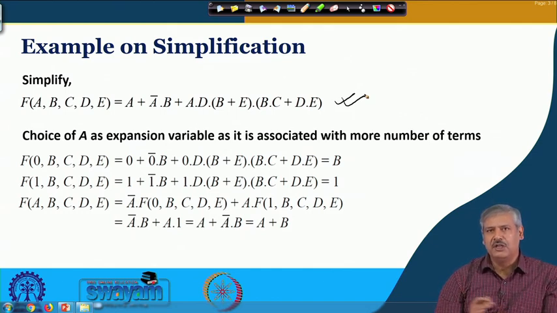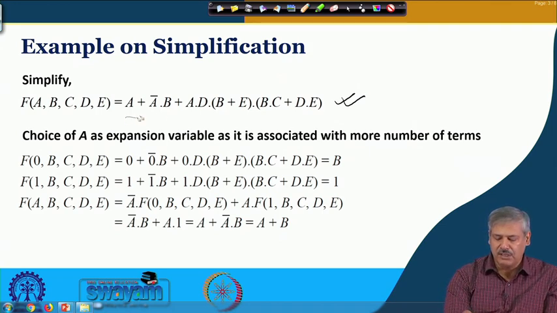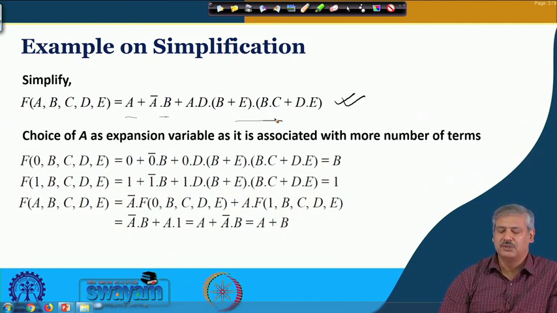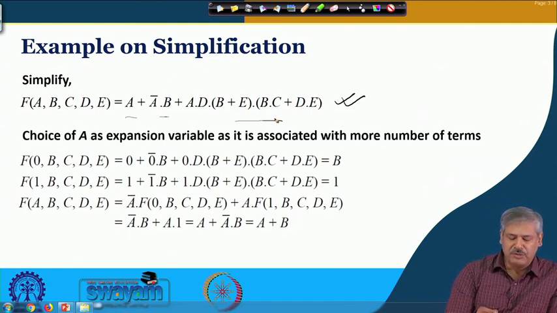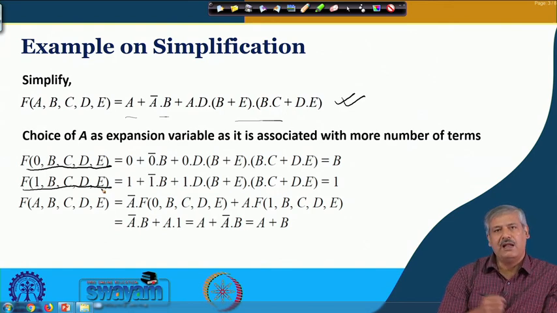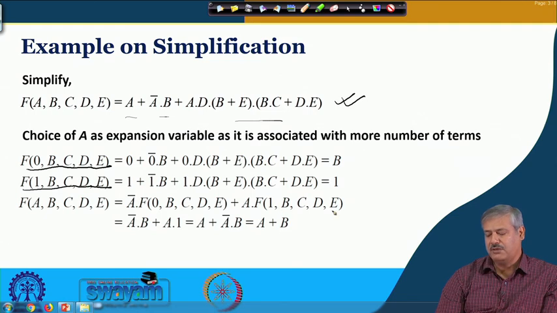So, we would generally look for the variable which is present in almost all the terms that you see in the expression. Here we see that A is present in all the different individual terms, so it makes sense that we take A out. If you take A out, then we have to get two relationships, one is F0 B C D E and another is F1 B C D E, and then we shall AND it with A bar F0 B C D E and A F1 B C D E. Okay. So, this is the Shannon's expansion theorem that we shall be using for taking A out.